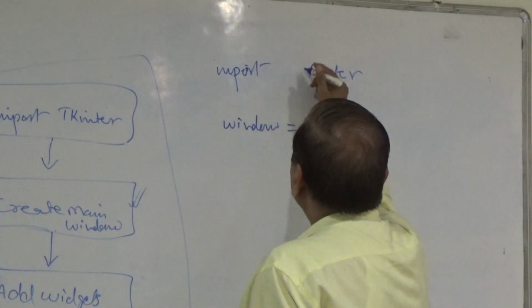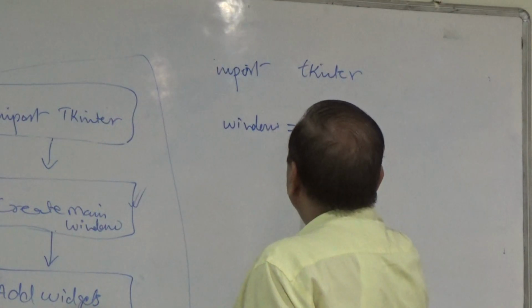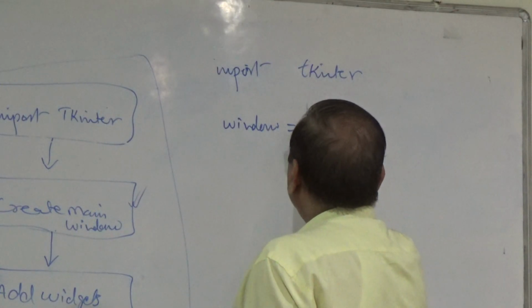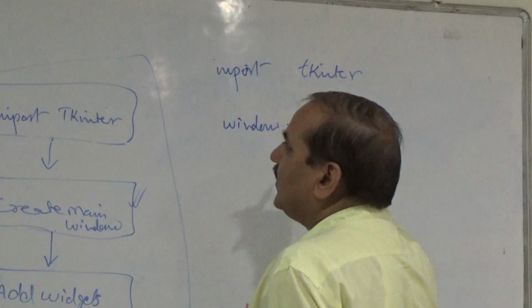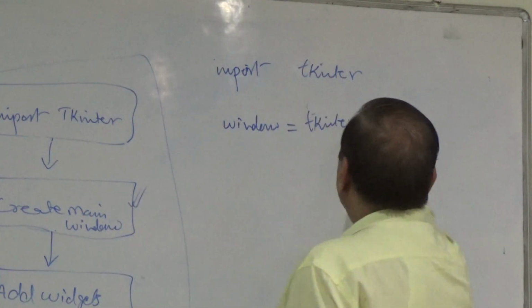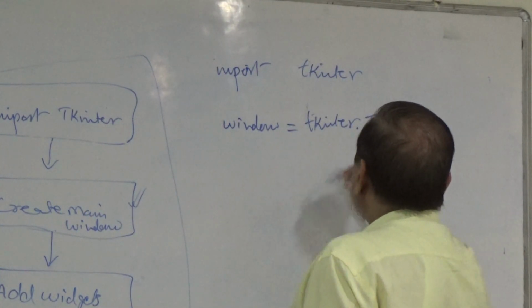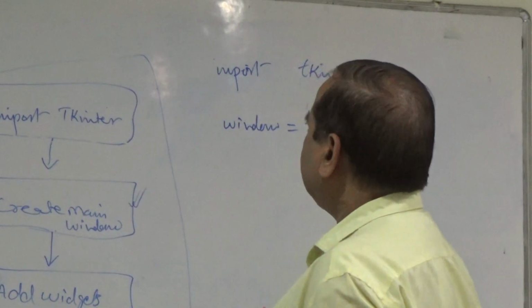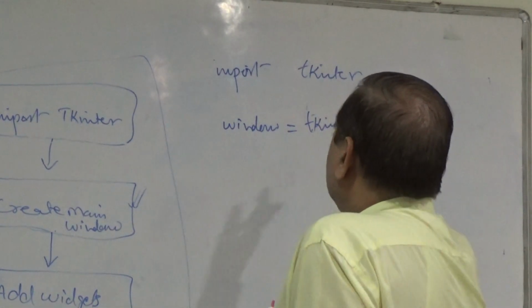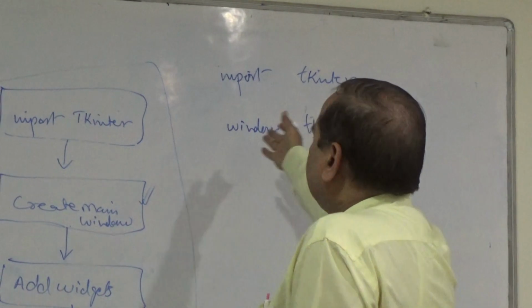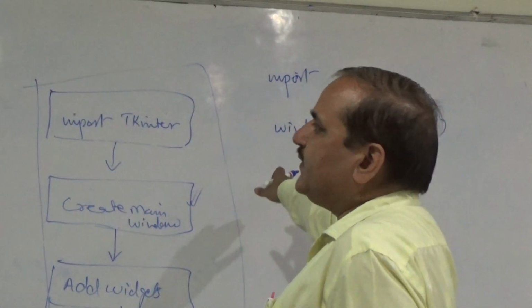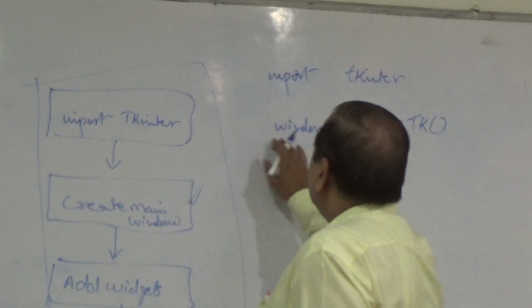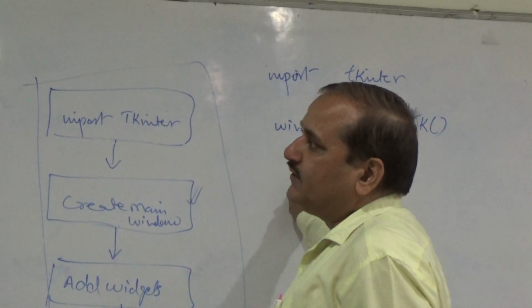The module name is tkinter dot, and here we are going to write Tk. So this is the way by which we can create the window. This is the place where we want to put all the widgets.